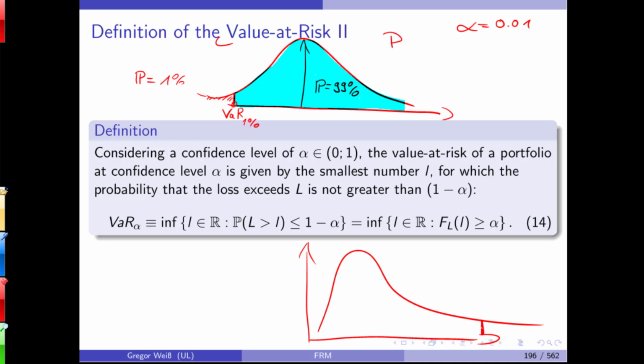The value at risk will be here. You have 99% here and 1% here. So this here is the 99% VaR. So again, it depends on whether you are looking at a loss distribution or a profit and loss distribution. Meaning, it's just a quantile.